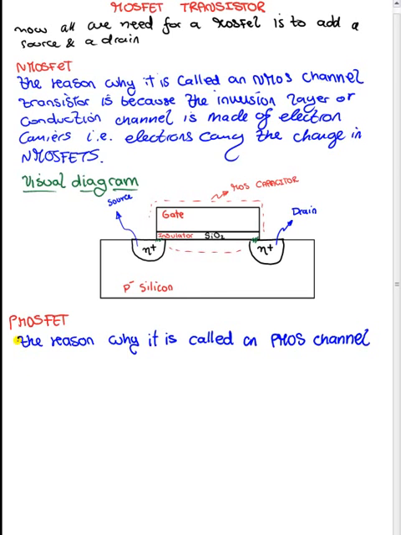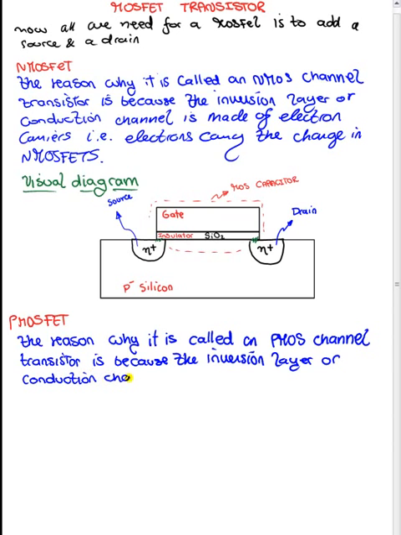Okay, so now the reason why it's called a PMOS channel transistor is because the inversion layer or conduction channel is made of hole carriers, that is, holes carry the charge in P MOSFETs.